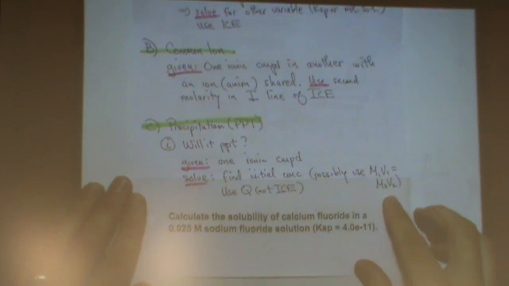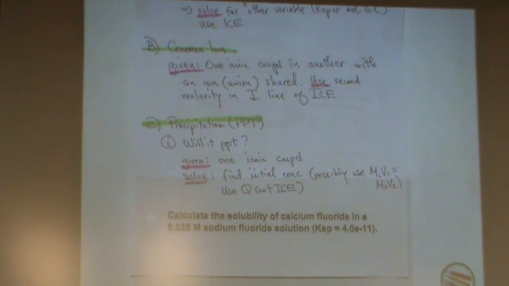All right, let's look at part C now. Precipitation. There are 2 subcategories in precipitation. The first one is a will-it-precipitate question. The nice thing about precipitation is there's no ice table in category C. Don't use an ice table or you are definitely doing something wrong. So, will it precipitate? That's asking will there be a precipitate or will it be aqueous?